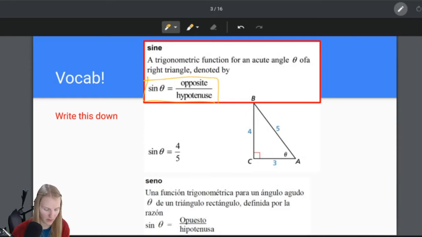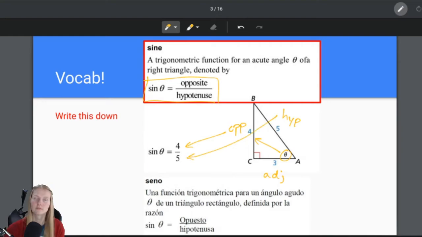And so if we're looking at this theta here, you can see that 4 is my opposite, 3 is my adjacent, and my hypotenuse is always opposite the right angle. So that opposite just went right here, and that hypotenuse just went right here. Pretty straightforward. If tangent made sense, this should make sense.